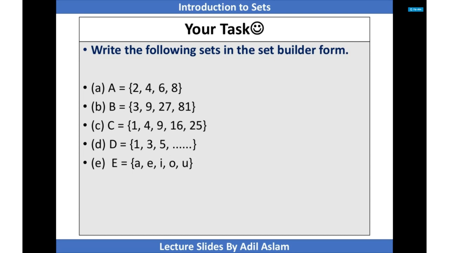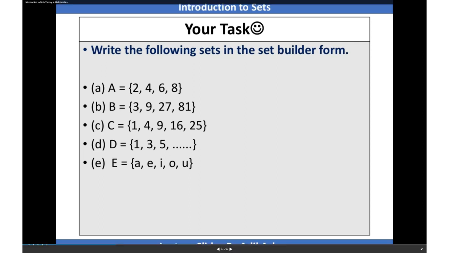Set B, you can try it on your own and tell me your membership. Same to set C, D, and E. So you can try it out, then just chat your response.